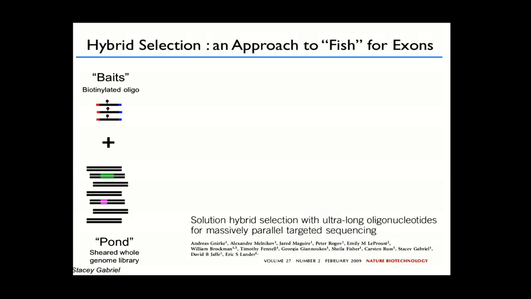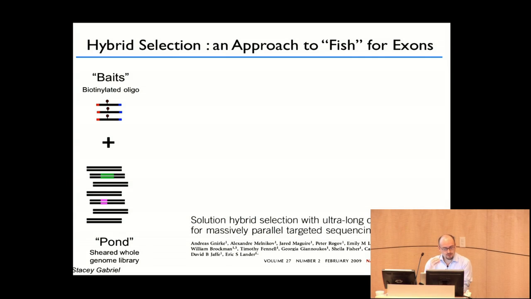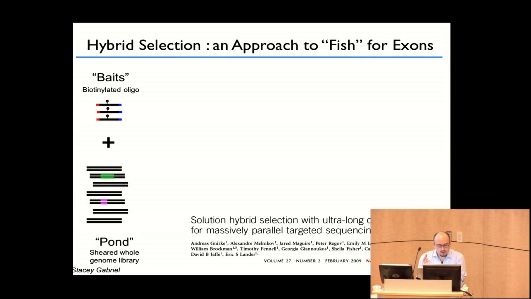So I just wanted to review quickly what is going on with hybrid selection. This is what we're using for capturing selected regions of the genome. What you have are baits. These are oligonucleotides. They have a biotinylated tag, so you can actually grab a hold of them.